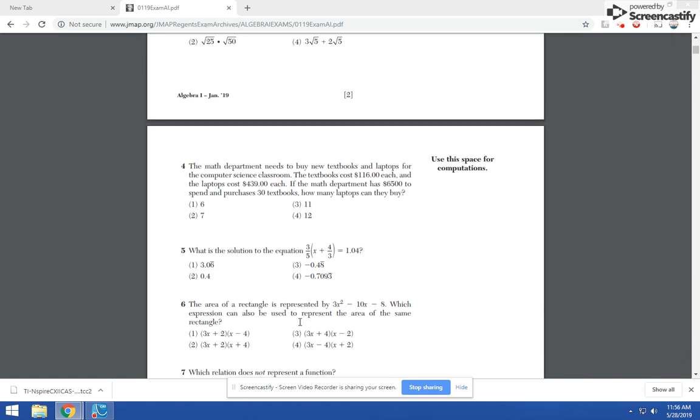Okay, so looking at the Algebra 1 January 2019 Regents, if I look at question number 5, we've talked about this before, but if this is the first time you're watching a video, let's go through how you can use numerical solve. So what is the solution to the equation 3/5 times x plus 4/3 equals 1.04?